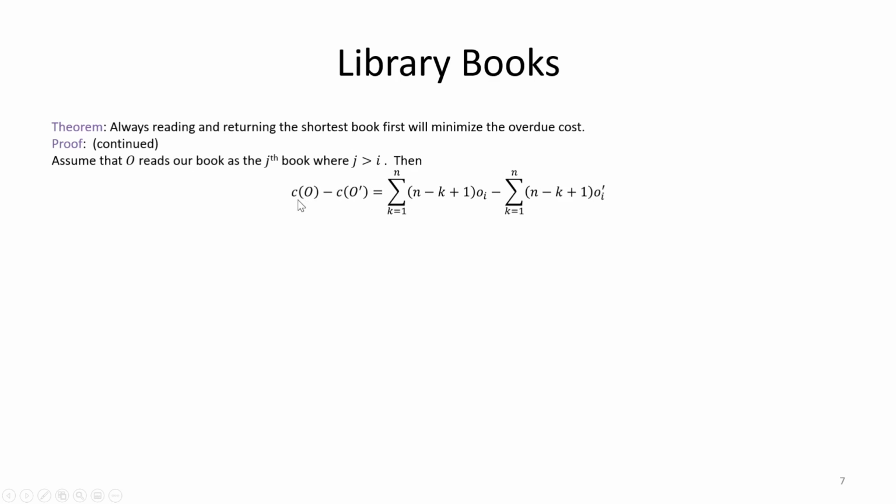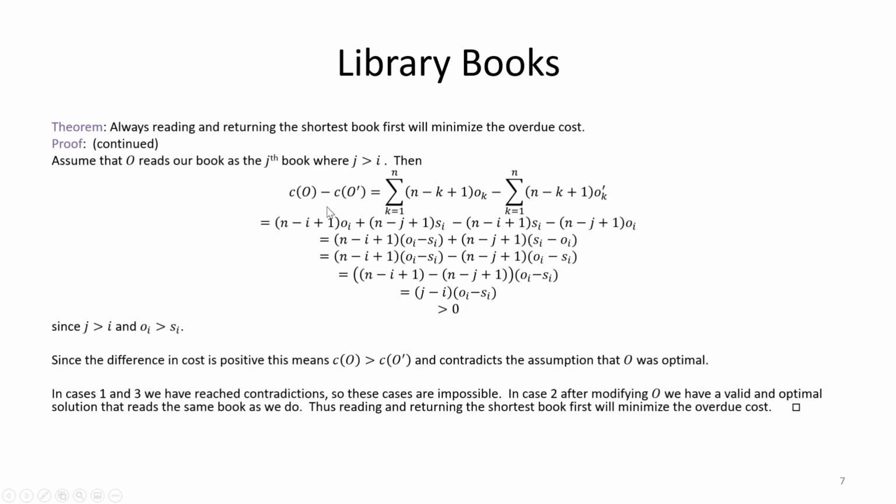Let's look at the difference between our two costs, the cost of O and the cost of O prime. The only other thing I'm going to have to do here is make an assumption that the optimal book reads our book. Remember, we're calling it SI in position J. So when we do the swap, OI, where it is right now in position I, swaps out with position J. That's where our book was. That just gives us a label that we can use to express that index.